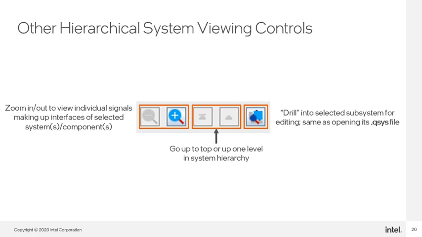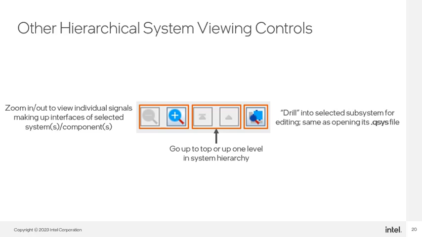Additional controls in the System View or System Contents tab help when working with subsystems. Instead of opening a separate instance of Platform Designer, or manually opening and editing the .qsys file for a subsystem design, which would close the current system, select the subsystem already added to the design and click the Drill into Subsystem button. This is essentially the same as opening the .qsys file, but you can immediately return to a higher level system using the indicated up arrow options.